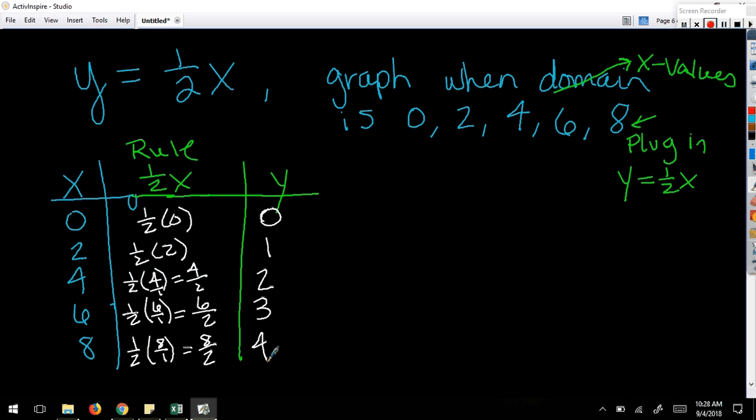This middle part is basically my work. This original equation, y equals 1/2 x. I'm using these values to plug in for x here. So when x is 0, y is 0. When x is 2, if you plug a 2 in here, which is what I did here, then y is 1. Now, Kennedy, what's your question?